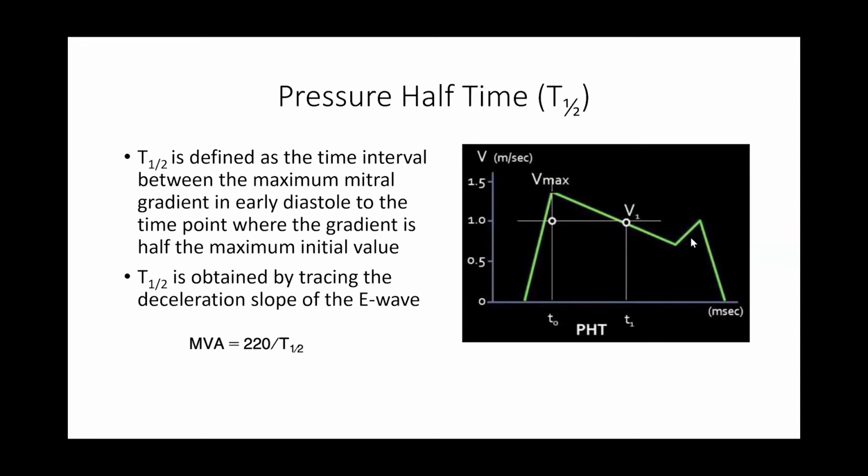And this is the formula for calculating your mitral valve area: 220 divided by your pressure half time. As you can see, mitral valve area is inversely proportional to your pressure half time. If your pressure half time is increasing, then your area is decreasing, which suggests increasing severity.